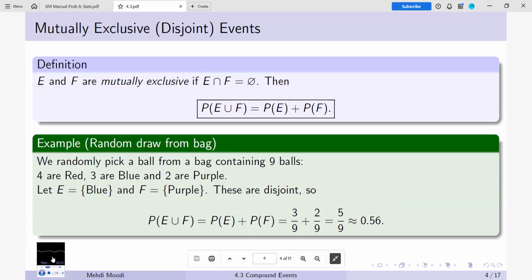Mutually exclusive means if one event occurred, the other certainly didn't. If the pick is blue, then it's for sure not purple.